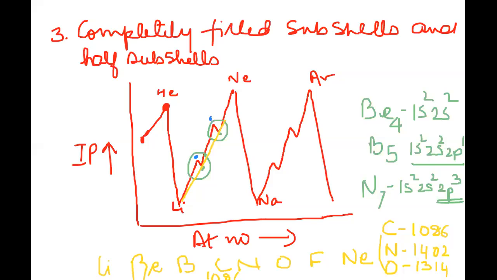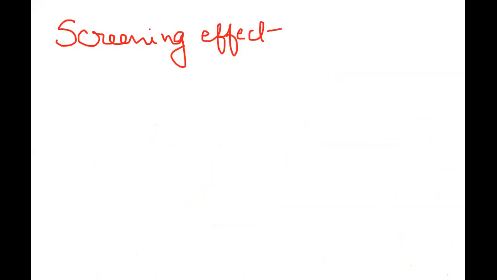Now, the fourth factor that we need to discuss is the screening effect or the shielding effect. This is another very important concept or phenomenon that you have to study in the periodic table and periodic properties. Now, what is this shielding effect or screening effect that we are talking about?